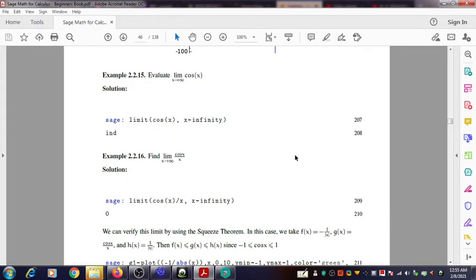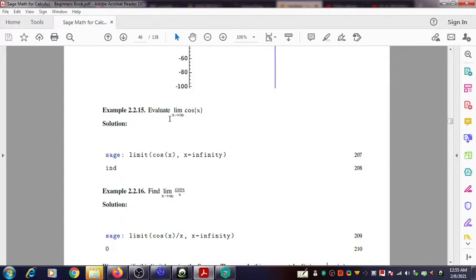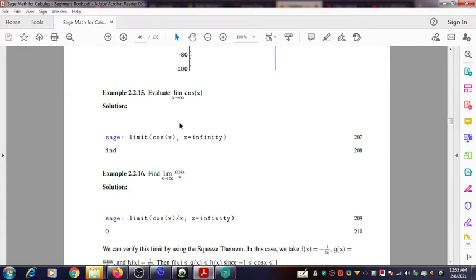Here we mainly find the limit of the given function at infinity. See the problem: evaluate the limit of cos x as x tends to infinity. You can write the command for obtaining that limit.